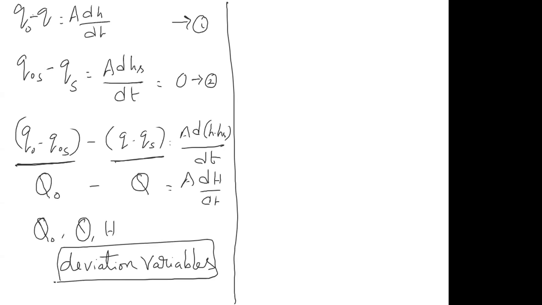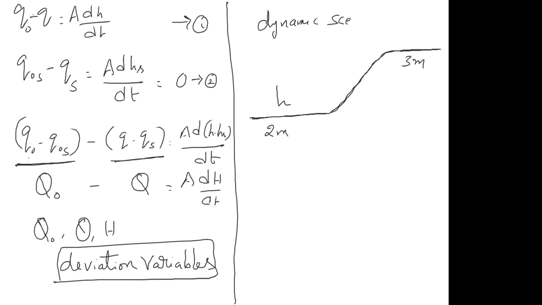Why are they called deviation variables? Because they talk about the actual value minus its value at steady state. Let's talk about this with an example. Let's say my steady state height is 2 meters, capital H. Then suddenly my height starts to rise, and it is going to settle at a height of 3 meters. This is one dynamic scenario I am talking about.